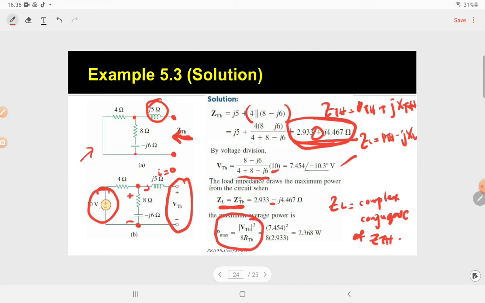So this is our VTH value. VTH squared divided by 8 RTH, because this is the modulus, so we just take the magnitude of the value of VTH. So 7.454 squared divided by 8 times RTH, this is our RTH, which is 2.93. So the P maximum that will be delivered from your source to the load is equal to 2.36 watt.